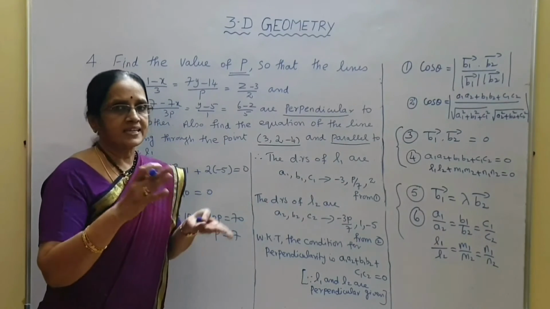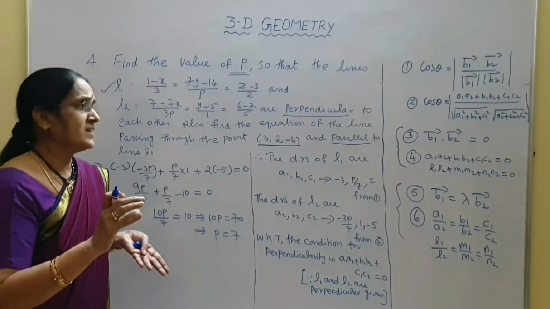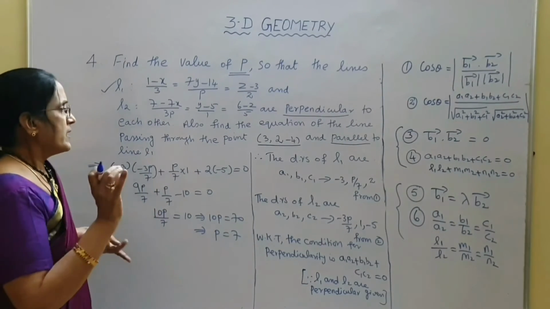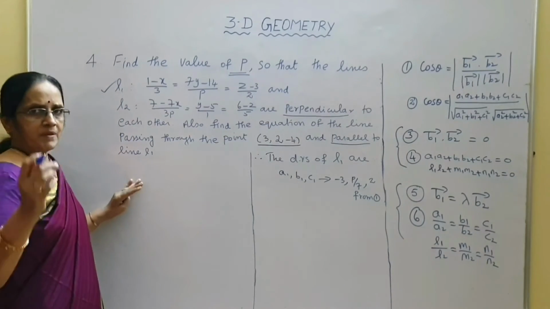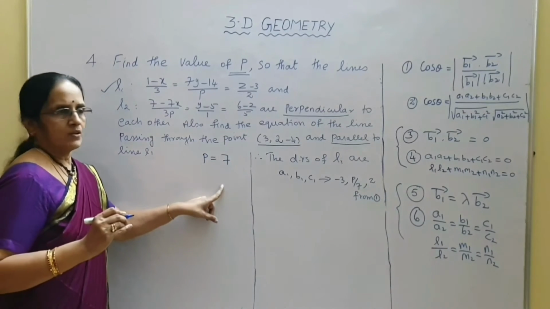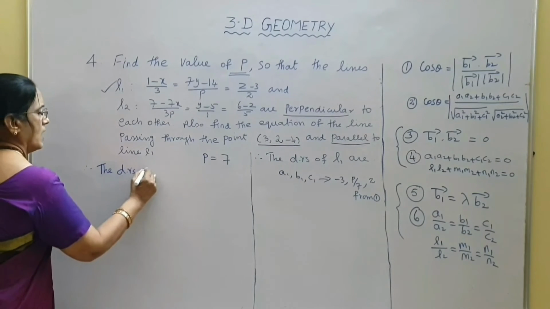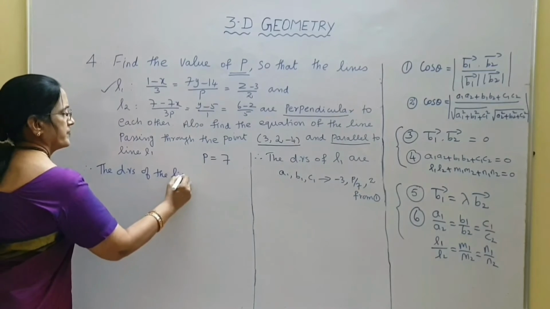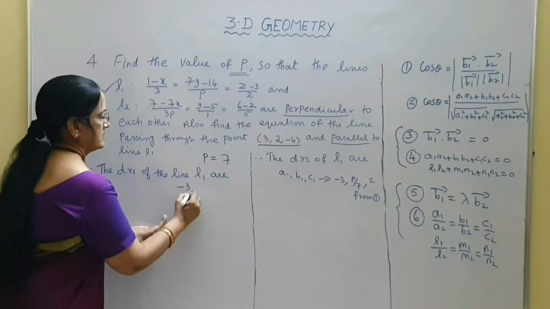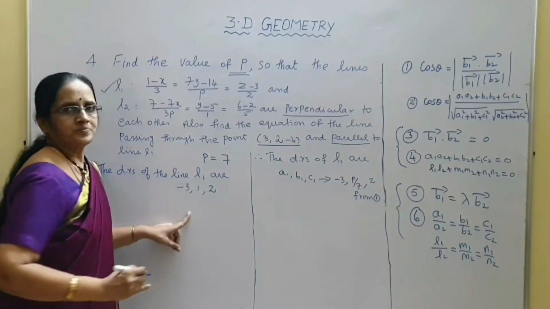You know, when the lines are parallel, the DRs are proportional. That is a simple, easy concept we are going to make use of. I am saying this is easy because we have done many problems based on that. Now let us do the second part. First, let me make a note of the value of p. We got it as 7. Now therefore, the direction ratios of the line L1 are minus 3, then 7 by 7, which is going to be 1, 2.